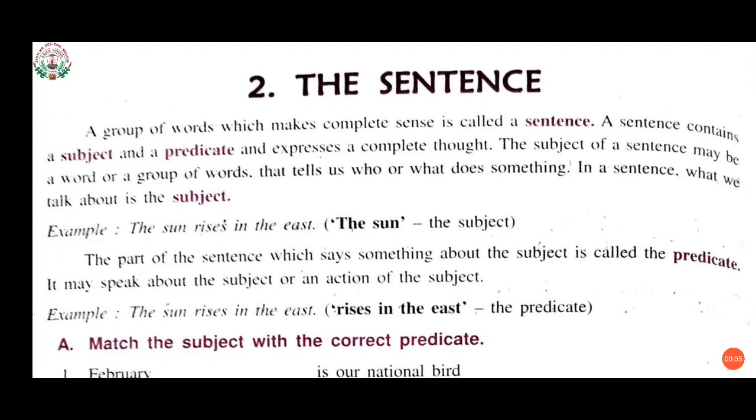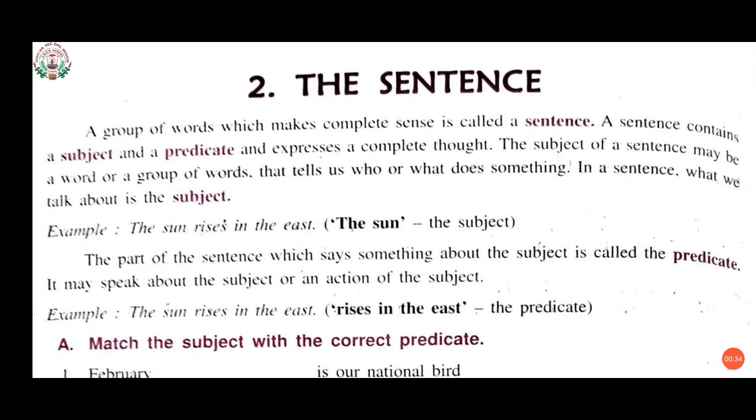In the previous video, students, I explained this lesson 2, the sentence, in which we went through the definition of a sentence. A group of words that expresses a complete thought or complete sense is called a sentence. And a sentence contains a subject and a predicate.